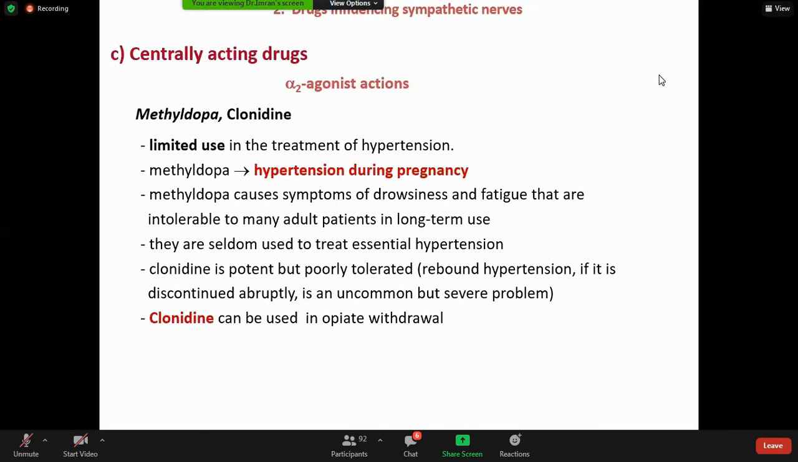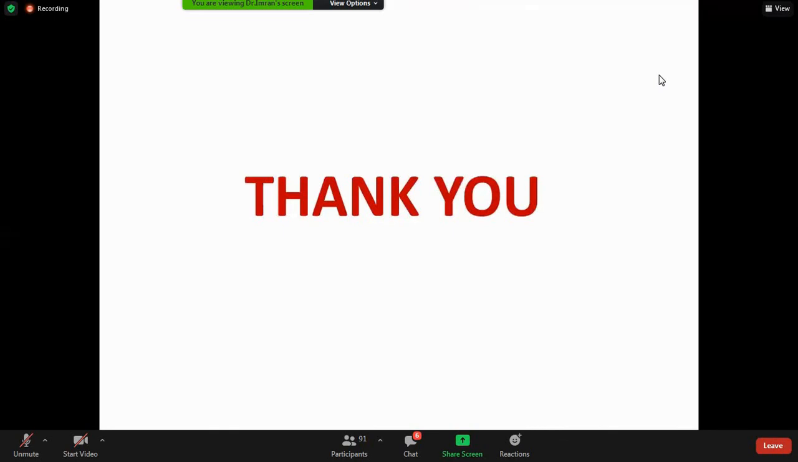Methyldopa causes symptoms of drowsiness and fatigue that are intolerable to many adult patients in long-term use. They are seldom used to treat essential hypertension. Clonidine is potent but poorly tolerated because it may cause rebound hypertension if it is discontinued abruptly. It is an uncommon but severe problem. Clonidine can also be used to control opioid withdrawal symptoms. This is one of the important points related to clonidine.